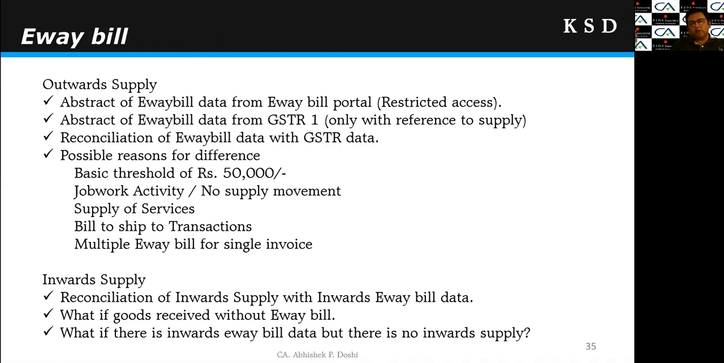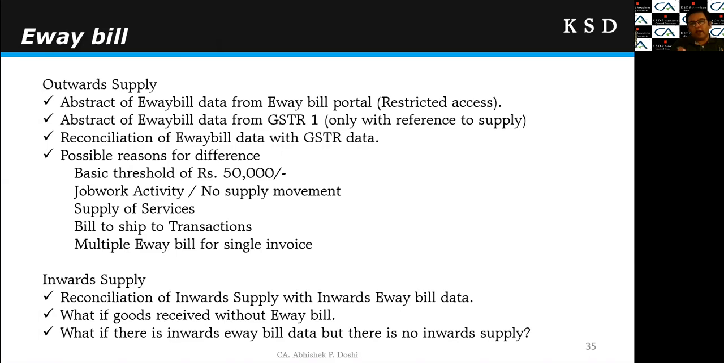Now we can get the abstract of the e-way bill data from the e-way bill portal. But here the main problem is that the e-way bill portal gives the data of 5 days at a time, right? So we cannot get yearly data at a single click. We can access only 5 days of data at a time. So if we want to get the e-way bill data for the entire year, we have to rerun the cycle so many times. So it will be difficult, right? Now the option would be to extract the e-way bill data from GSTR1, right? In GSTR1 also, in the B2B supplies tab, we have the import e-way bill data option, right?